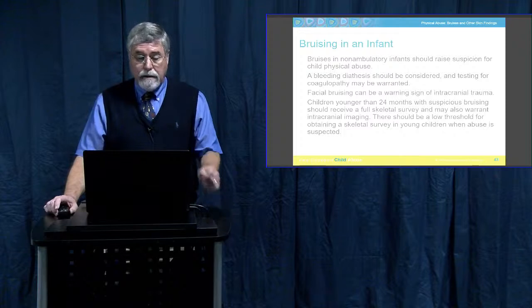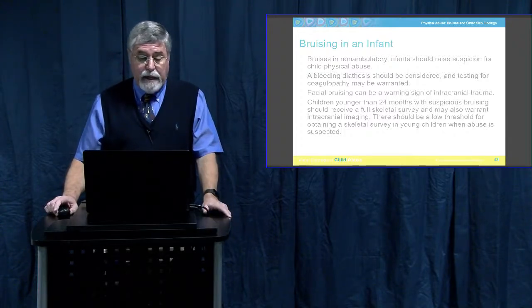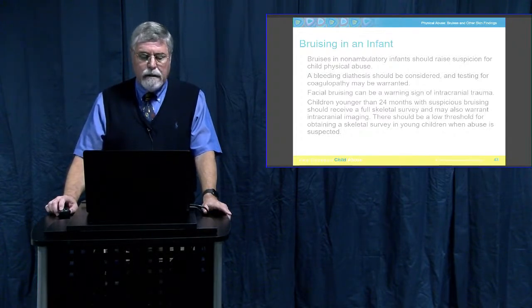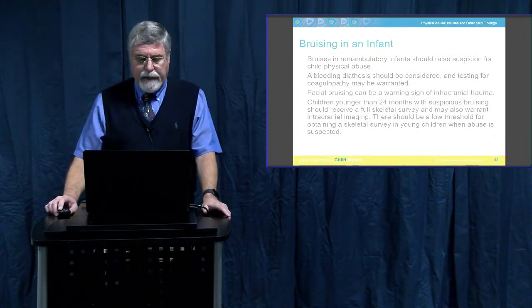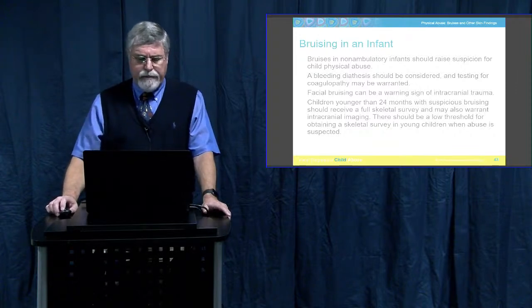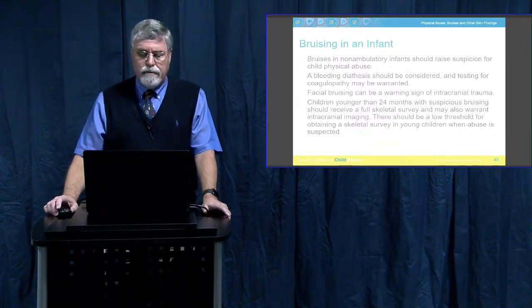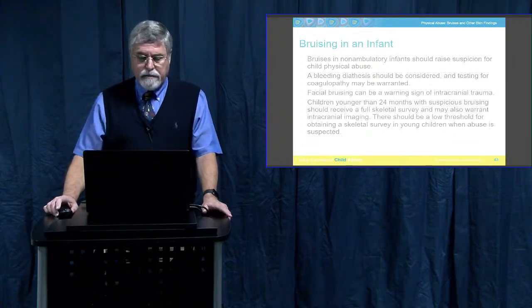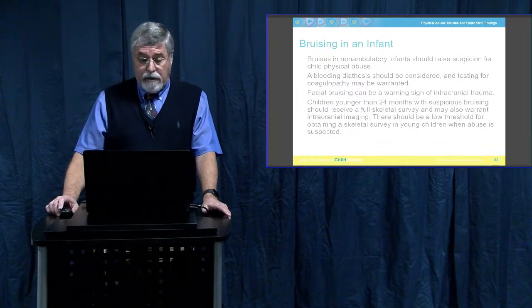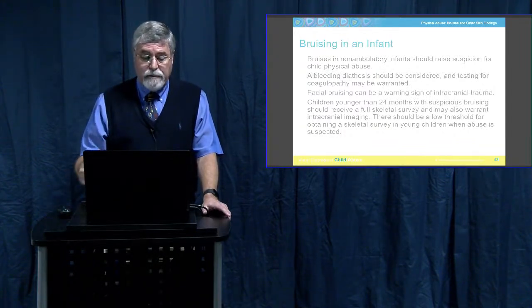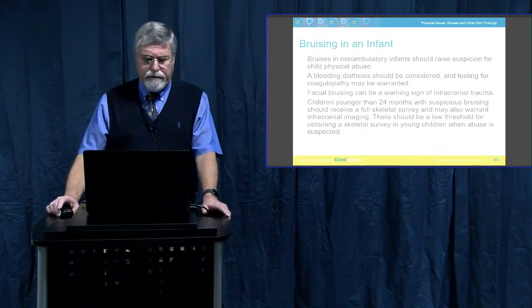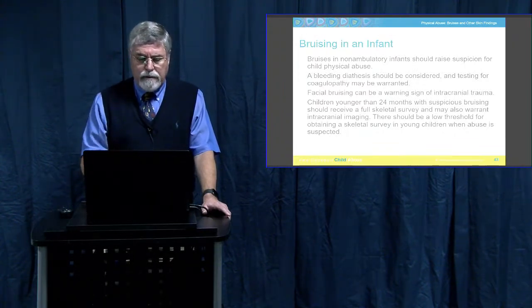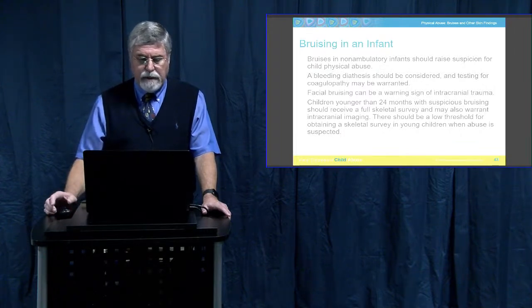Infants who are not able to crawl or pull up to stand don't bleed often. If they have facial bruising, an infant, you have to think about intracranial injury and consider doing imaging. And in any child under 2 years of age, if they have concerns for physical abuse, including suspicious bruising, they should have a skeletal survey done, and depending on under a year of age, probably a CAT scan of the head or similar intracranial imaging. And certainly with any head injury, should have the intracranial imaging.